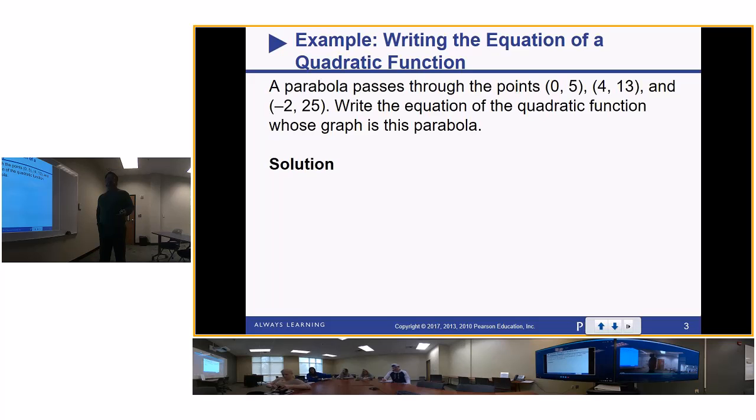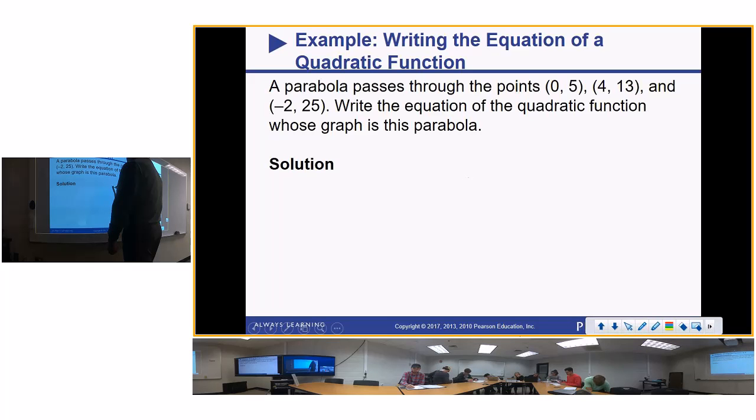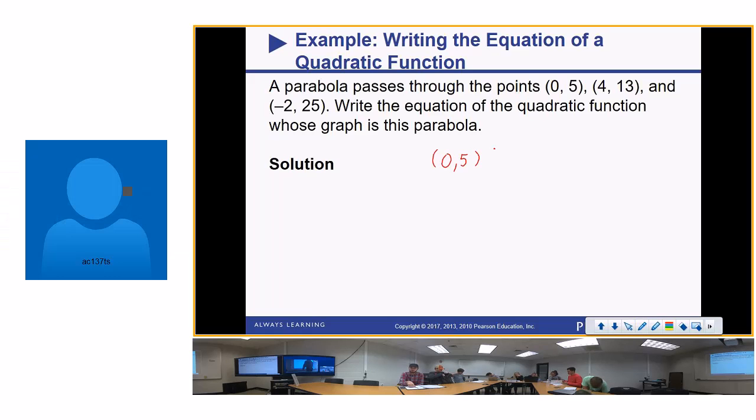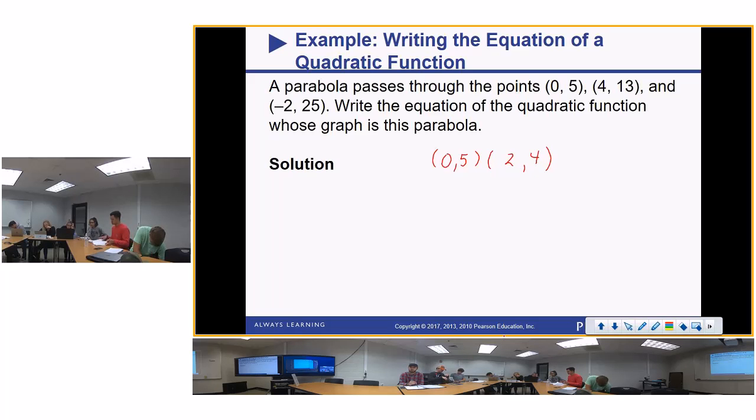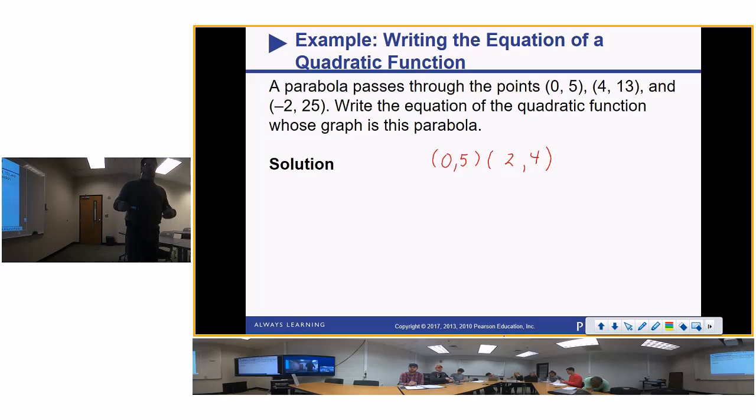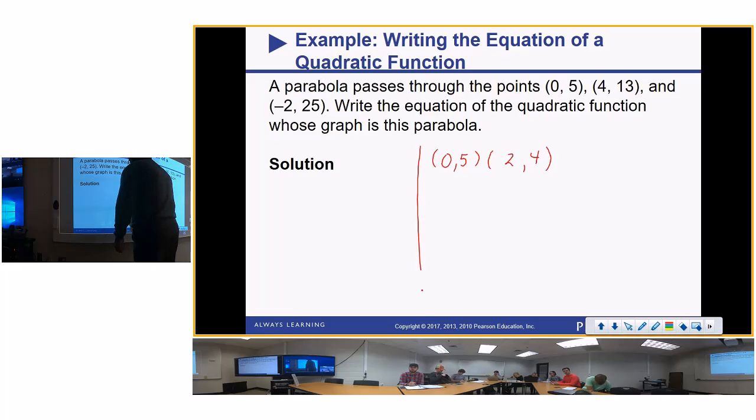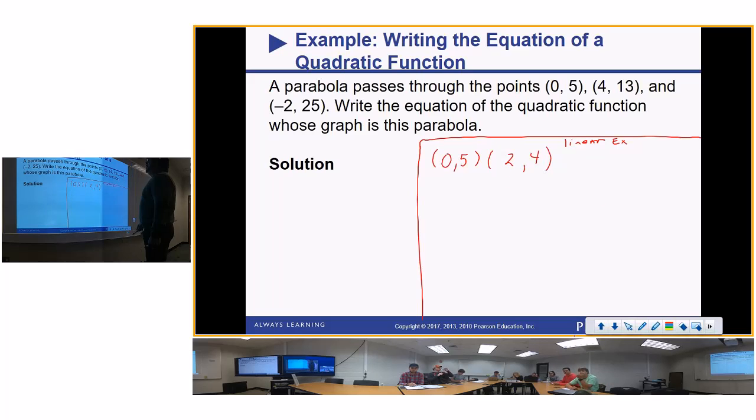I'll just refresh your memory. Let's say I give you 2 points, (0, 5) and (2, 4). And I tell you that I want you to give me the equation of the line. That's what this says: write the equation. But this is a linear example. Okay, I'm just brushing up your memory.